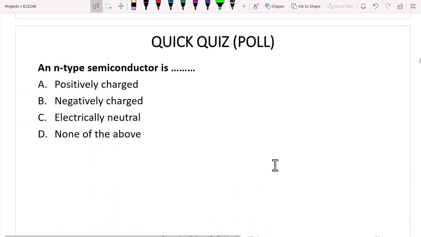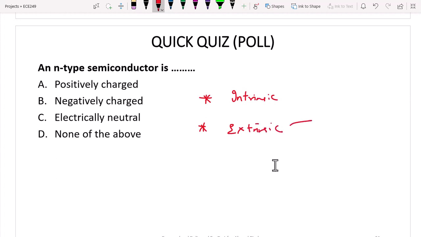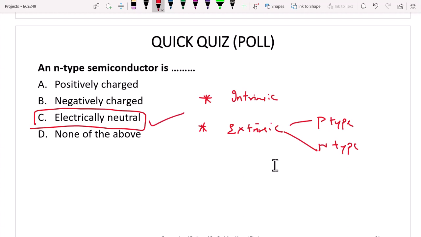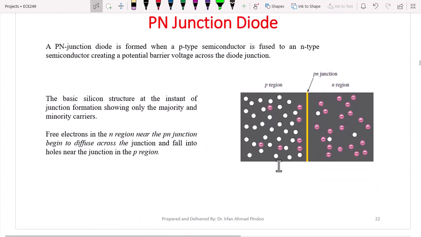Similarly, N type semiconductor is, now you have to remember this very important concept, that whether we are talking about an intrinsic semiconductor or we are talking about the extrinsic. When I say extrinsic, it covers both P type as well as N type. So all of them are electrically neutral. You might think that N type might have more electrons or P type have more holes. It's not like that. All the types of semiconductors will be electrically neutral. So the option C is correct.